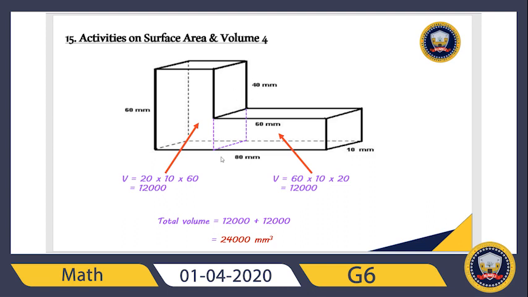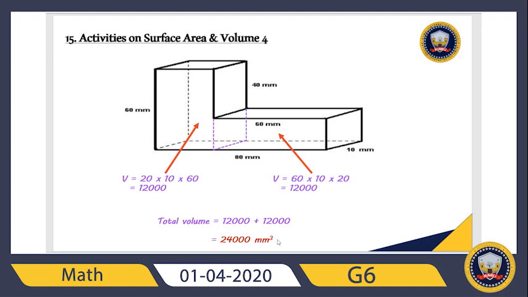So this small one is 60 minus 40, which is 20. So my height is 20. My volume then is 60 times 10 times 20, which is 12,000. Okay. Now I found the volume for both shapes. I will add them together. 12,000 plus 12,000, which is 24,000 millimeter cubed. So the volume of this complicated shape is 24,000 millimeter cubed.